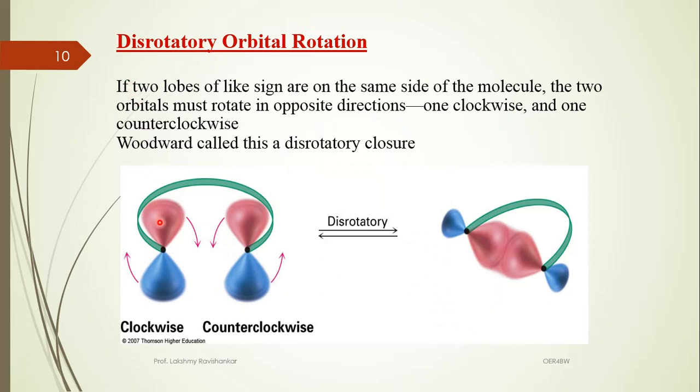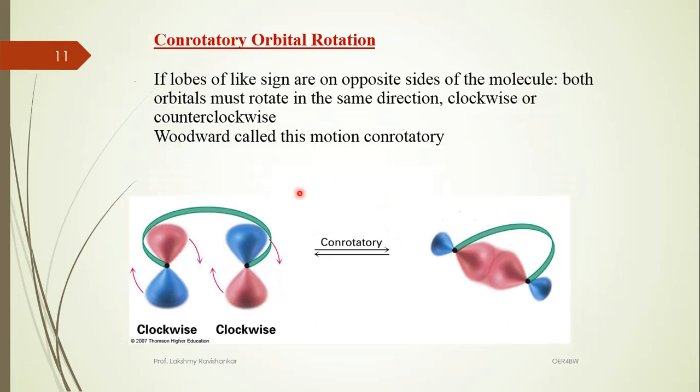So if I have this situation where the two lobes of like sign are on the same side, in order for a bond formation, this will have to move in this direction, this will have to move in an opposite direction, or the terminal lobes will have to rotate in the opposite direction, and Woodward called this a disrotatory ring closure, and you can see that you have got a bond formation. But if I have a situation like this, where the like signs are on the opposite sides, then both the lobes will have to move in the same direction, either clockwise or anti-clockwise.